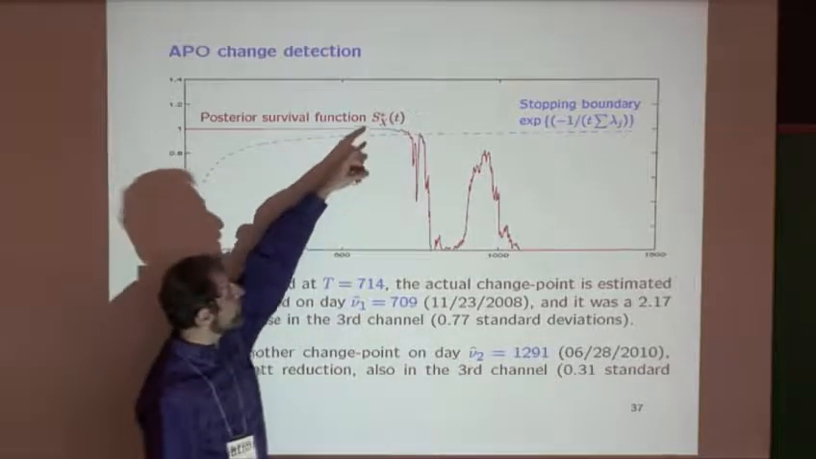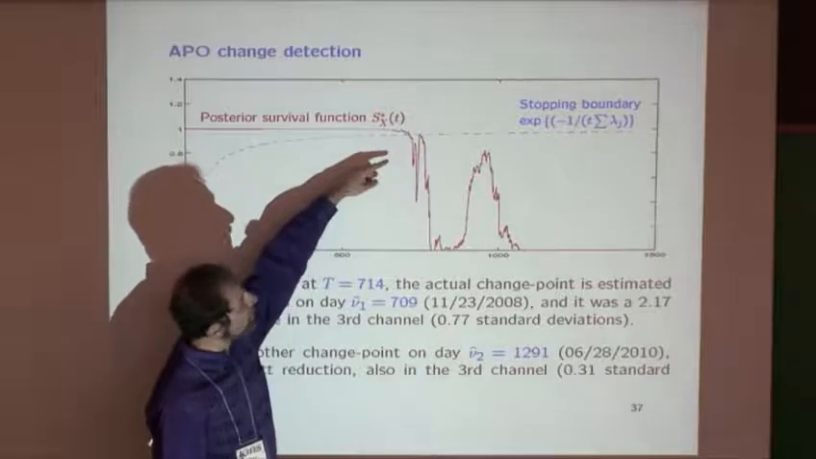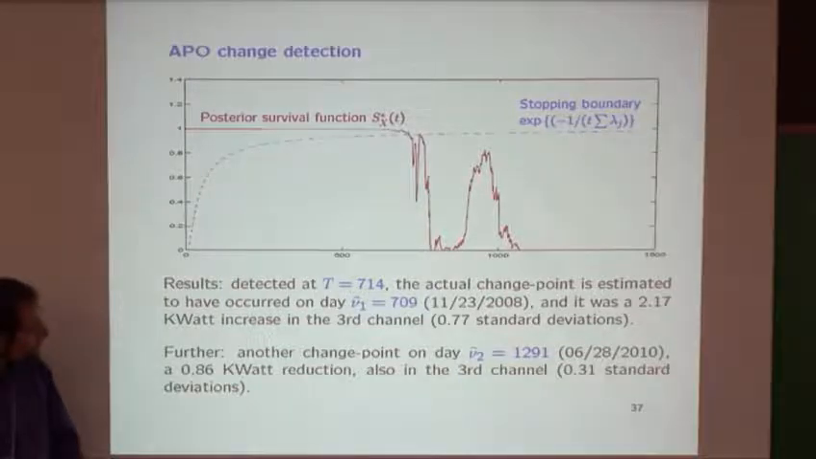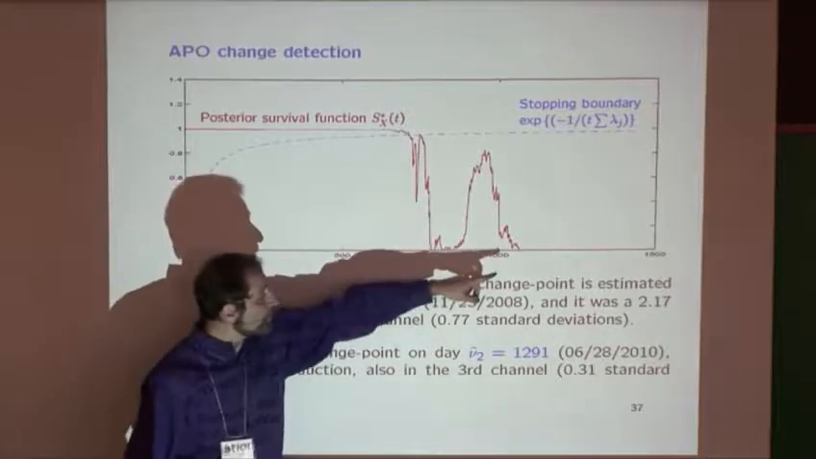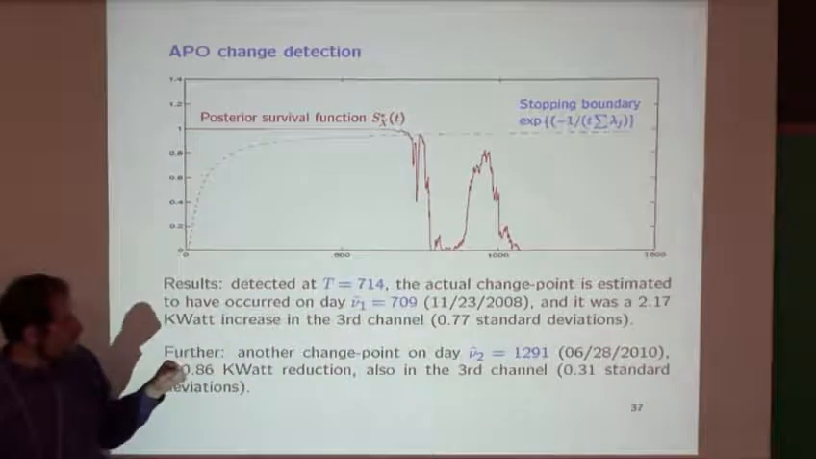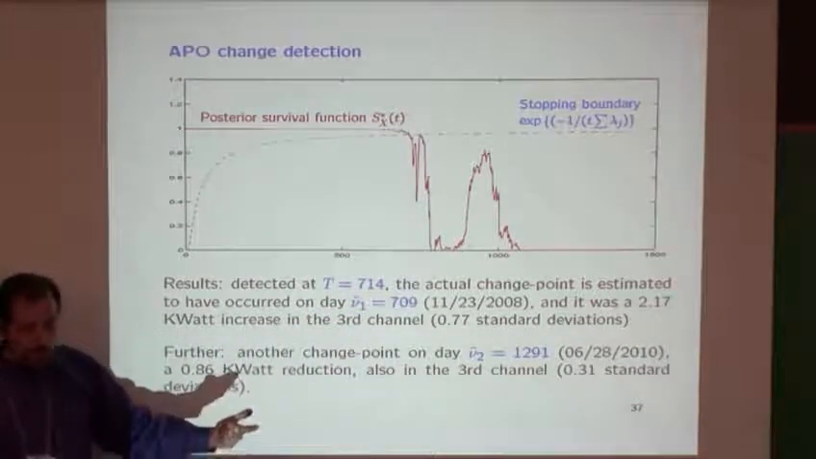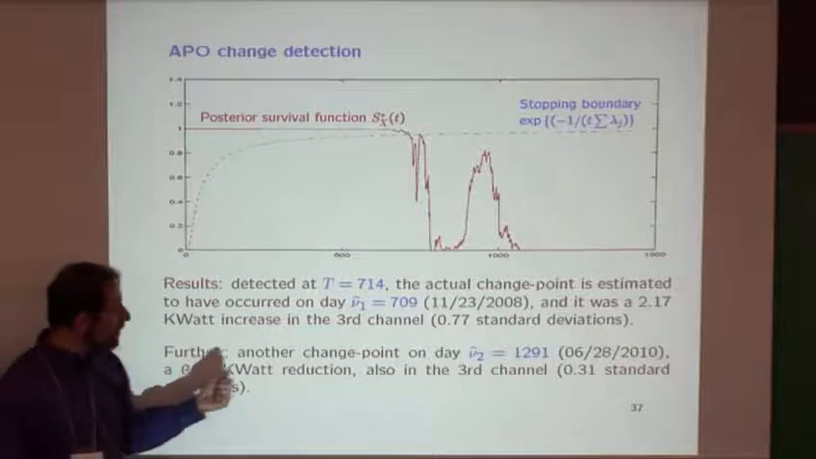So the first time when this posterior survival function drops below the threshold is the stopping rule that we developed. And this will be asymptotically pointwise optimal. There is strange behavior after these detected change points. So I could apply this multiple change point estimation routine.